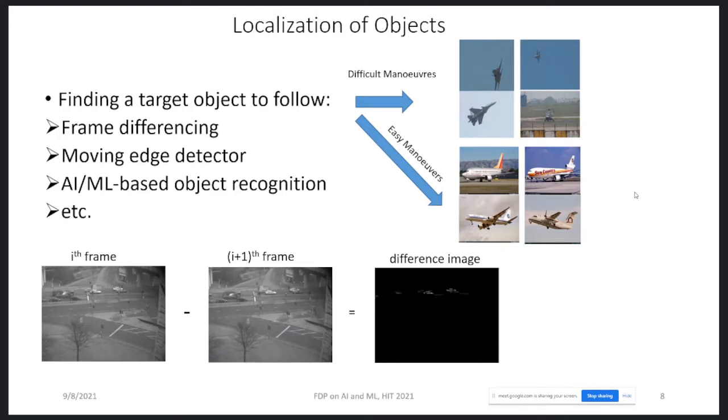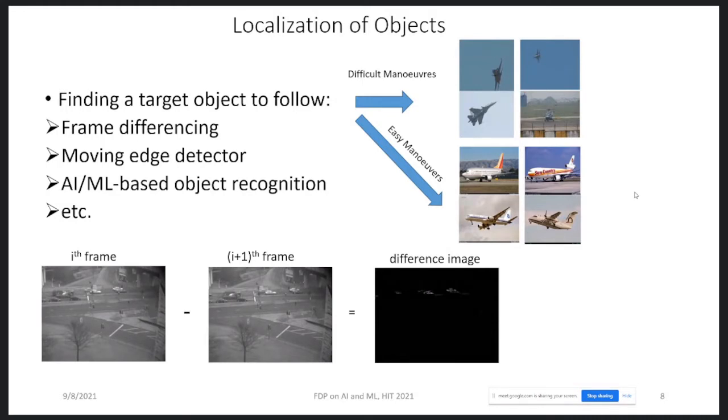It's basically helpful in finding a target object to follow. Now, if you are following an aircraft like a fighter jet, which is moving very quickly and doing difficult maneuvers, you know that following that object will be difficult because it's also moving very fast. Easier maneuvers can be like the aircraft moving on the tarmac, or maybe just trying to reach the runway, or maybe a civilian aircraft flying at a constant speed without doing difficult maneuvers. Those are easier conditions. Okay.